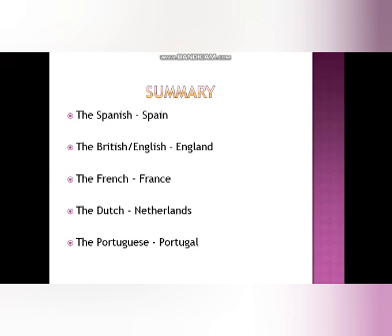So a little summary: the Spanish, we know that the country of origin is Spain, and the British or English, the country of origin is England. The French, France. The Dutch, Netherlands, and the Portuguese, the country of origin is Portugal. All right. So just bear that in mind.